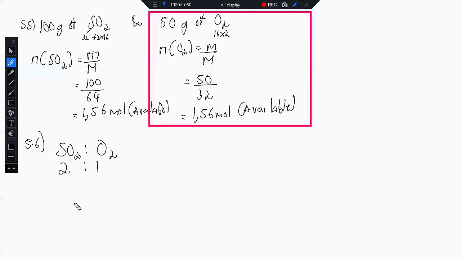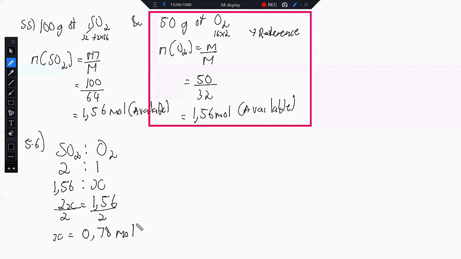So that's simply 2 is to 1. Now, what is the available number of moles for the SO2? That's 1.56. Remember, I said this one is the reference, right? So for the one that is the reference, I just simply put X here. So I'm trying to calculate the required number of moles of the oxygen gas. Now, when I cross multiply here, this is 2x. Then when I cross multiply this is 1.56. Divide both sides by 2. Then my X value is going to be 0.78 mole, right? Now, this is the required number of moles.